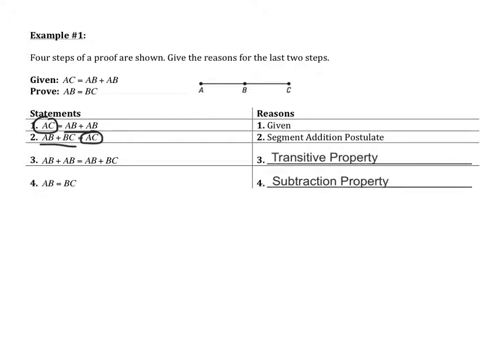Now remember, we were asked to prove that AB is equal to BC. Notice that is the last step in my proof. Your last step in your proof should always be whatever you were told to prove. So the prove statement in your problem should always be the last statement in your 2-column proof. To show that we are done with this proof, remember we use the 2 lines indicating that the proof is done.